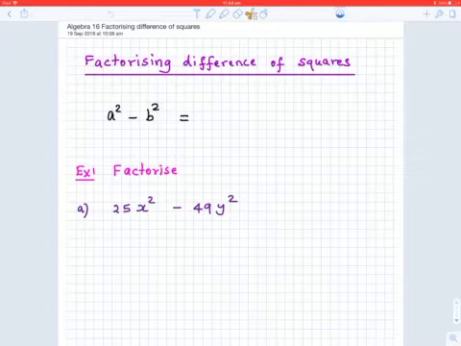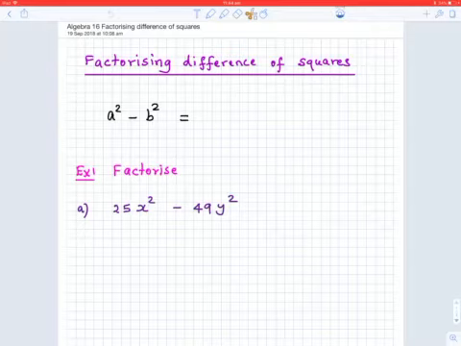Hello and welcome. Today we are going to factorize difference of squares.